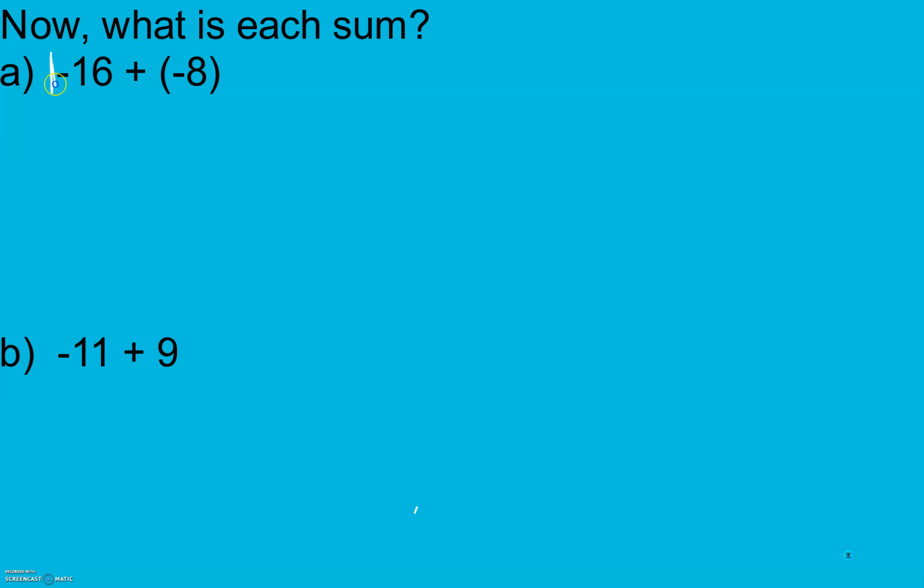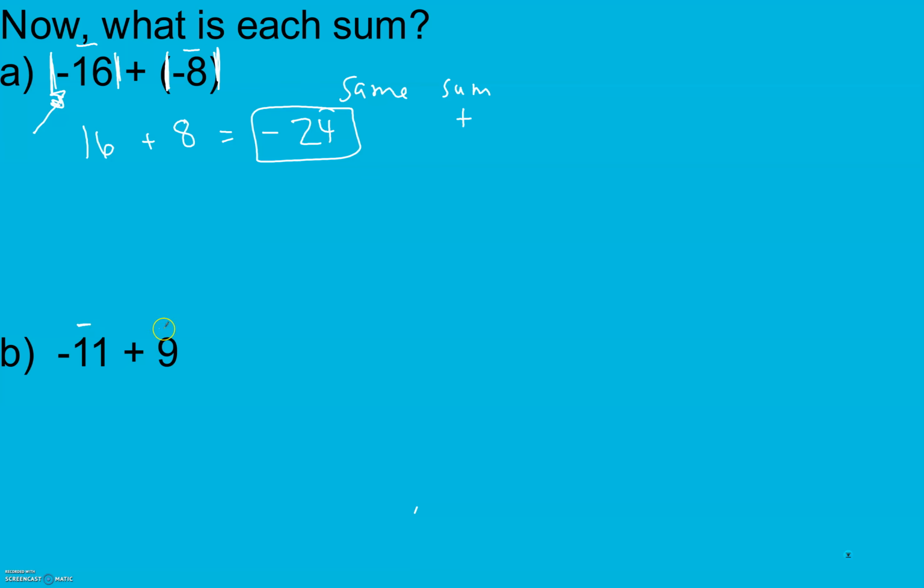Finding each sum, I'm going to take the absolute value, or just my number parts here, and I have a 16 and an 8. Keep in mind my signs were both negative, so they're the same signs. I'm going to find the sum and add these up, which takes me to 24. Now I look at my common sign, or what's the sign of my bigger number? Either way, it's negative, and I get negative 24.